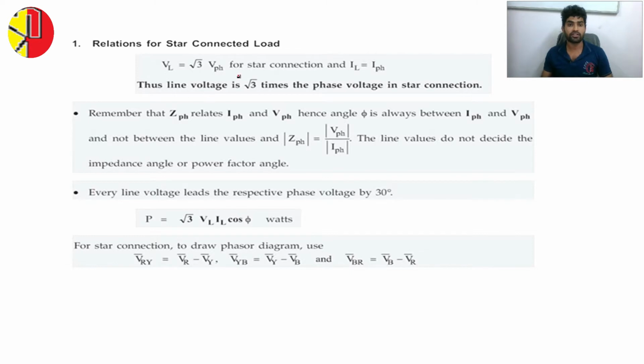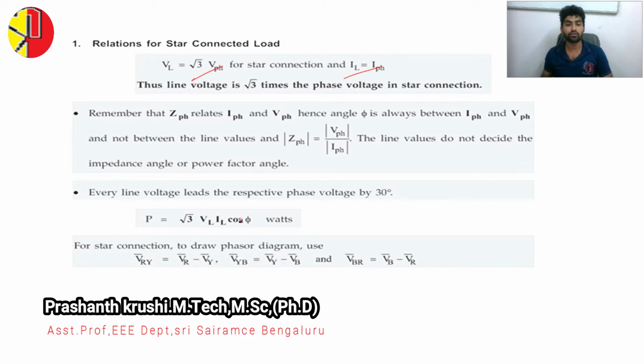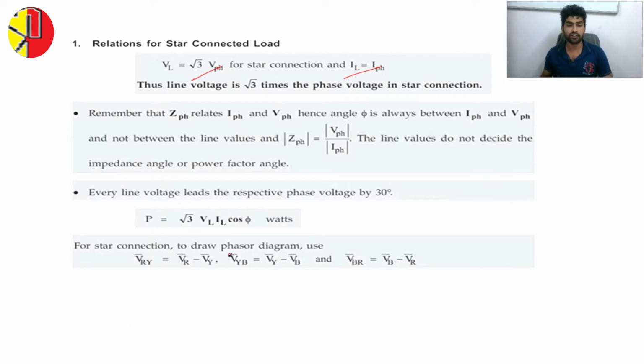The relationship for a star connected load is VL equal to root 3 V phase, right? Current IL is equal to I phase. Z phase, if you want to calculate, is V phase by I phase according to Ohm's law. Finally, power is equal to root 3 VL I L cos phi, right? The voltage drop across R and Y is VR minus VY, the voltage between R to Y line, and then similarly VYB, and then similarly VBR.